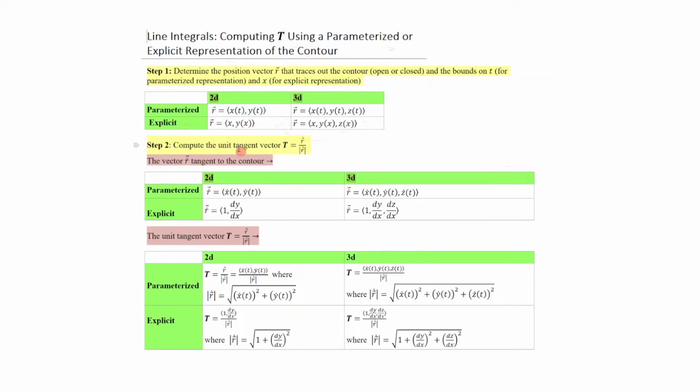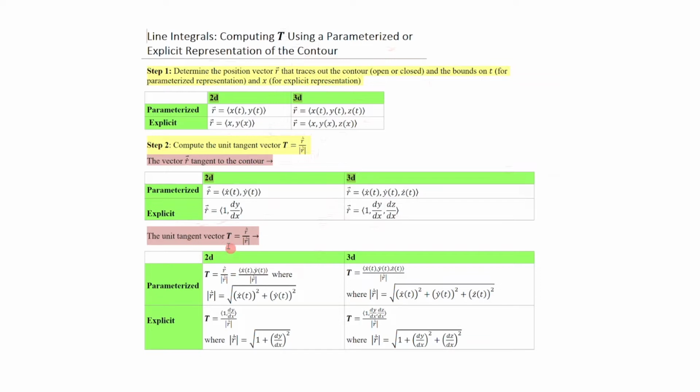The next step is to compute the unit tangent vector, which is bold T, which is the derivative of R, the vector, divided by the magnitude of the derivative of the vector R. And this vector is tangent to the contour. So the derivative of this is tangent to the contour. So let's go through these cases one after the other. In the parameterized case, R dot would just be components X dot, Y dot. And for 3D, there would be a Z dot term as well. For the explicit case, the derivative now would be with respect to X. So the first quantity would be 1, and the second would be just dy dx. If we looked at 3D, then there would also be a dz dx term.